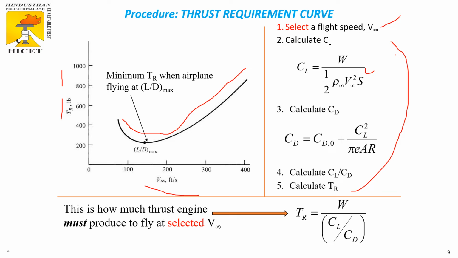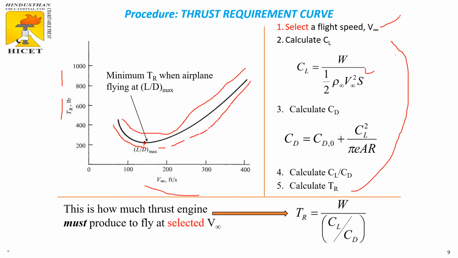It goes like this. What you interpret from this graph is that at the initial velocity, the thrust required is maximum. As the velocity increases, the thrust required decreases. It reaches a point where it becomes minimum. That is the point where L by D is maximum, that is, lift is much greater than the drag on the aeroplane. After that, the graph is increasing, which means the thrust required is increasing.